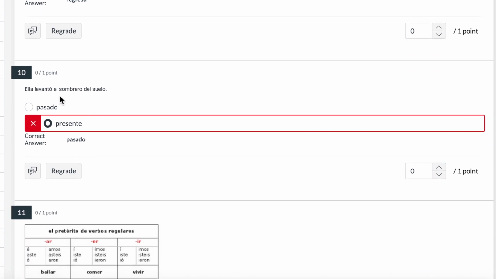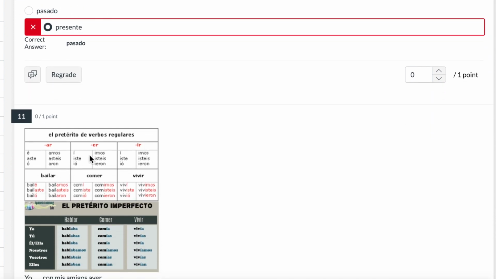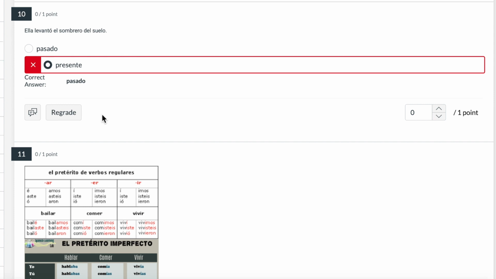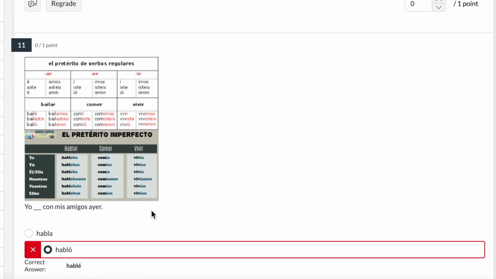I'll try to remember to take that out at the time of this recording. We'll see. Ella levantó el sombrero del suelo. Levantó has O with an accent. If that appears anywhere, it's past tense in this chart. So AR, O with an accent. There it is. Past tense.